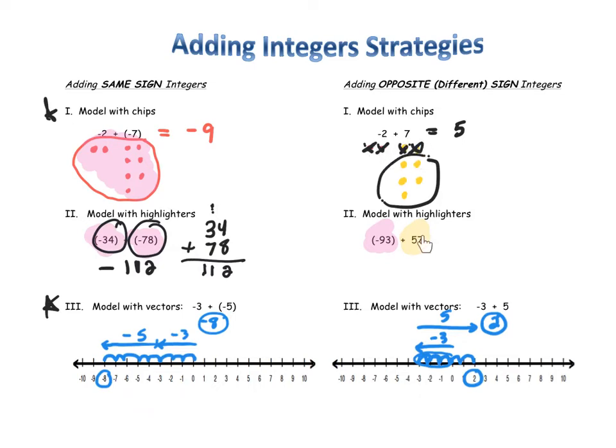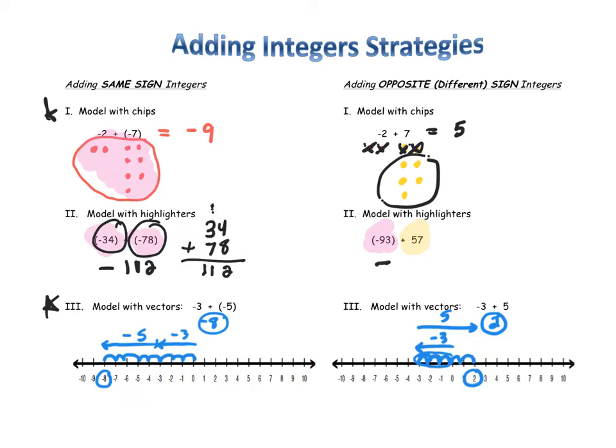And just like I did up above, I'm going to end up zeroing out. I'm going to be able to take 57 chips or counters, if I modeled them, away from both sides, and whatever's left over here will be my answer. So another way to look at this is the number that has the most value, the absolute value, the one furthest from 0, that is going to be the sign of the answer. So I know it's going to be leftover negatives.